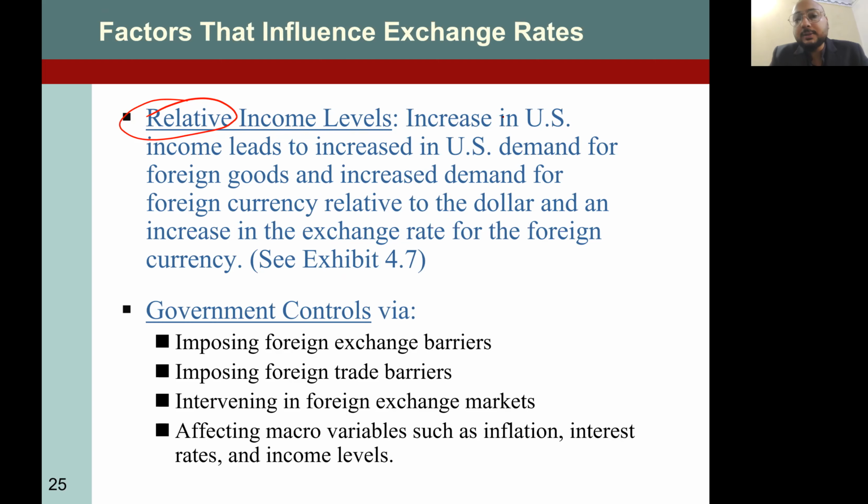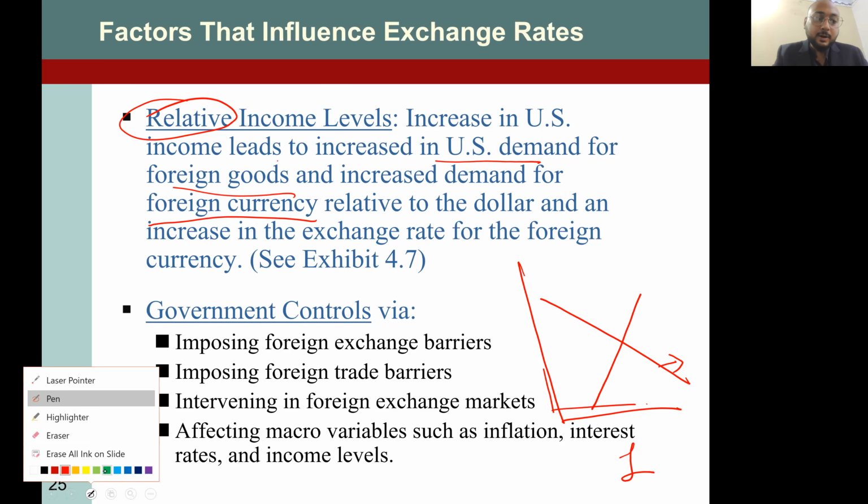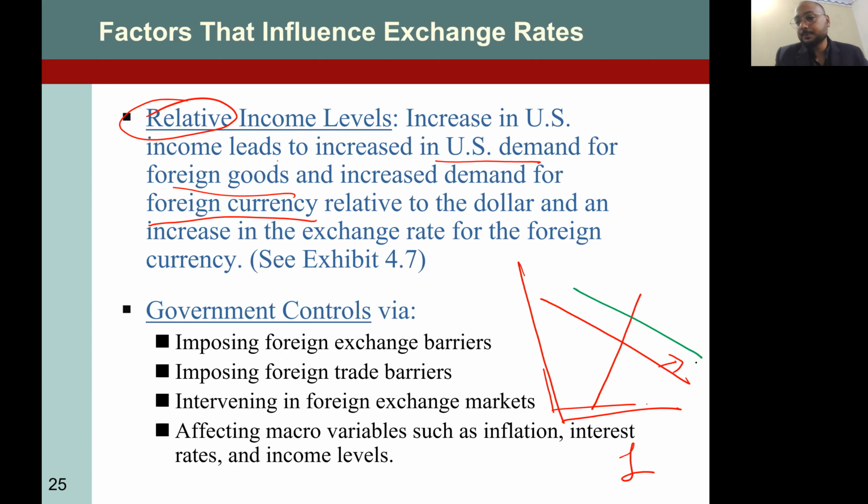So an increase in US income level leads to increased demand for foreign goods. Again, when people have more money in the US, they can afford more imported products from the UK. So they demand foreign currency. All right. So what happens when the demand for foreign currency rises? If this is the foreign currency, the pound, demand for it rises relative to the dollar, and there is an increase in the exchange rate for the foreign currency.